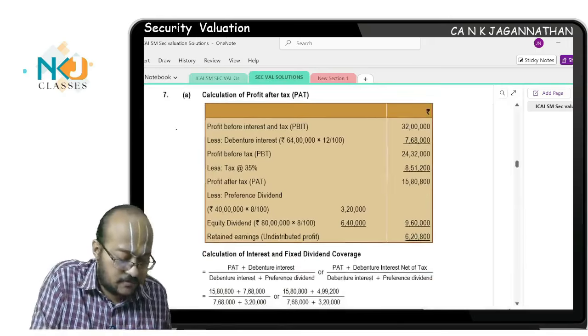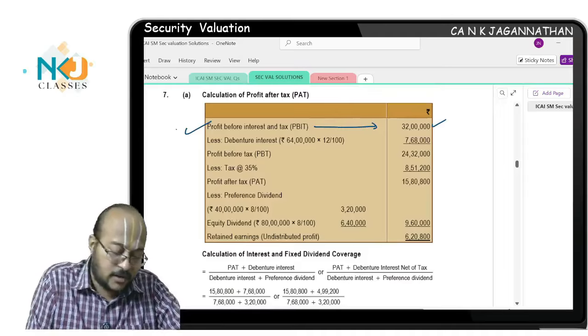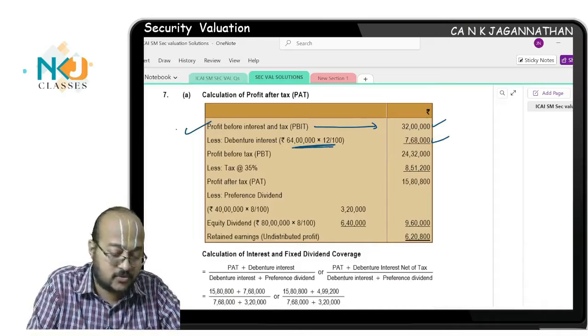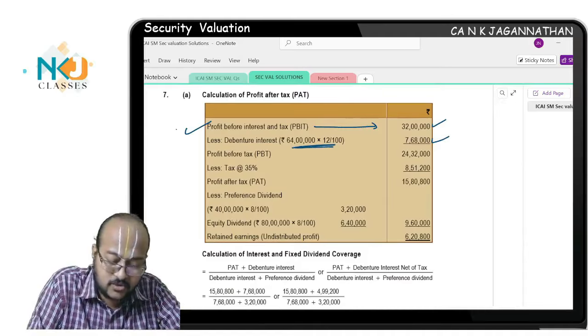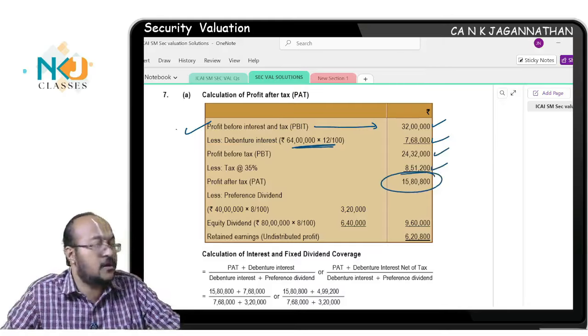See the solution here. EBIT is given as per the data, 32 lakhs, and from it you reduce the interest, 12% debentures on 64 lakhs, that is 7,60,000. You will get profit before tax. Then reduce the tax. You will get the PAT number. Are you understanding? Till now no issues.